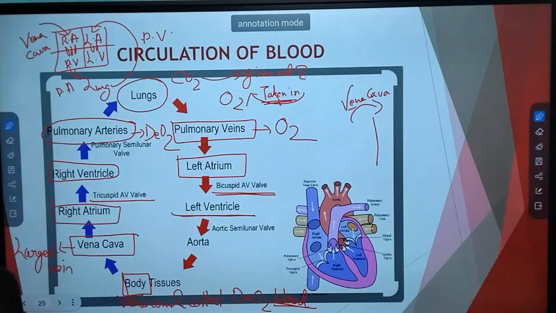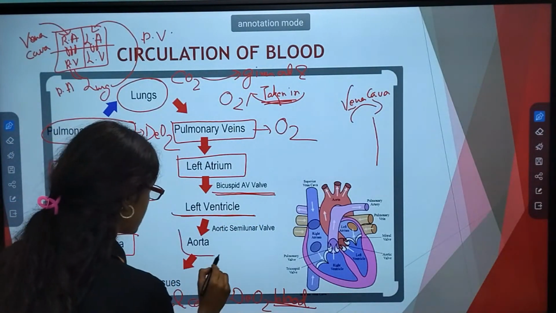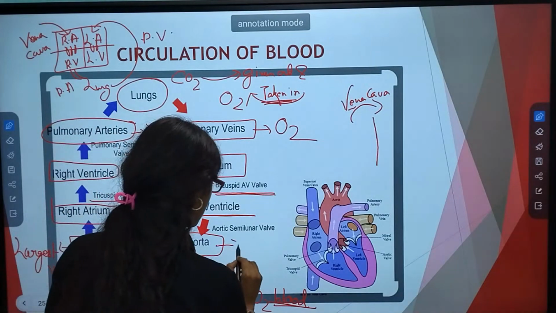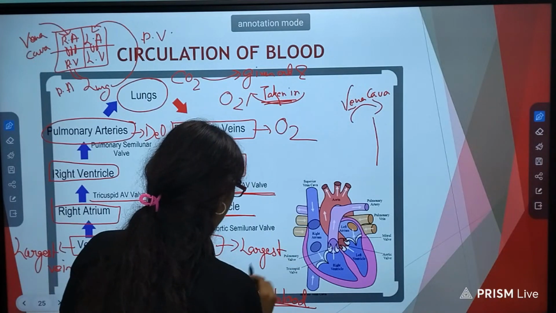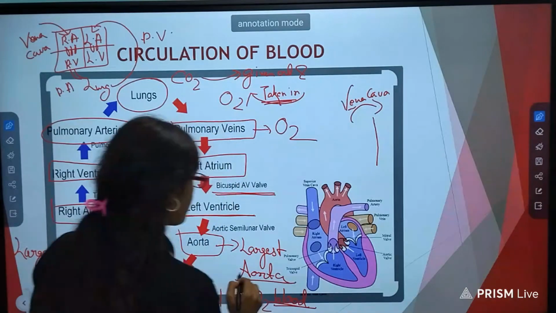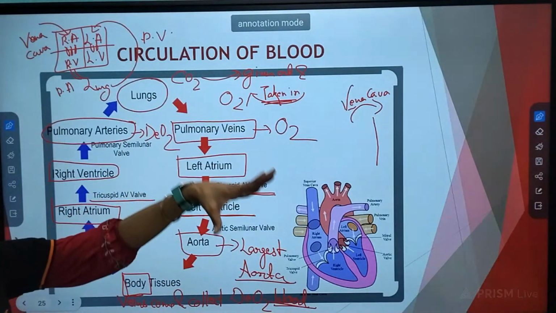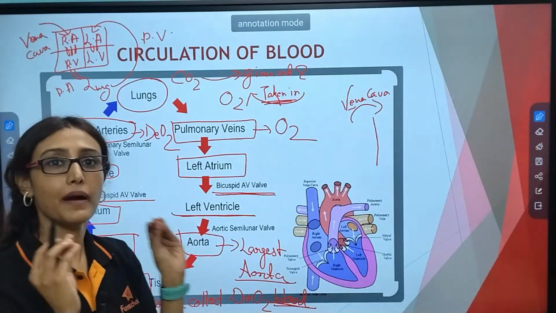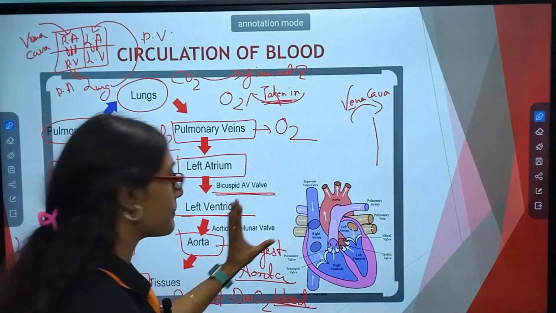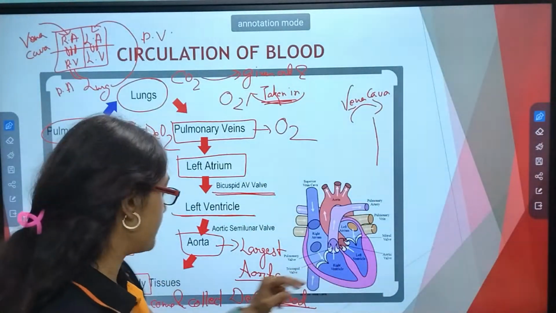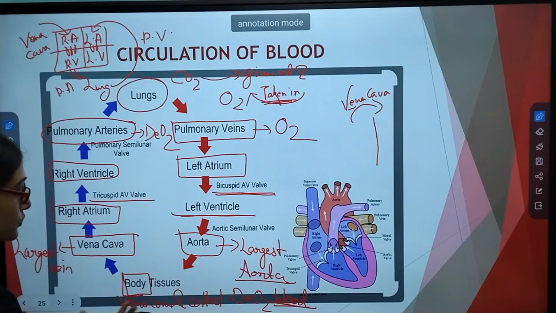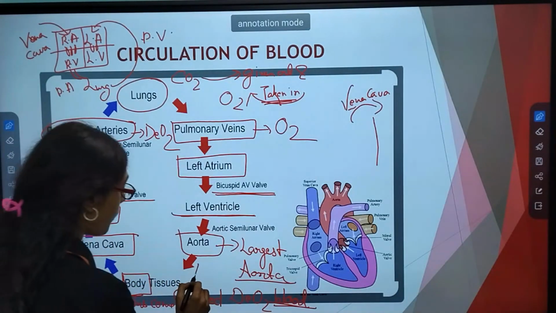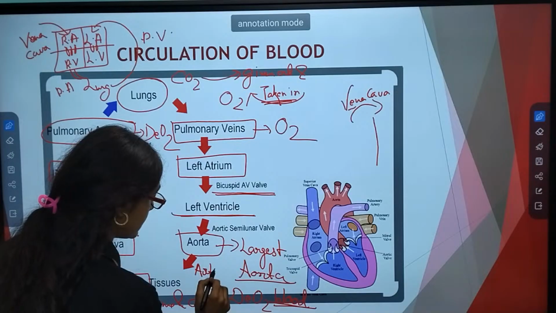After that, the largest artery comes into function, which is known as the aorta. And why do we need the aorta here? Because it is the place where the maximum force is exerted by the heart to push the blood throughout the body. Through the aorta, the blood will again go to all the tissues via all the smaller arteries.